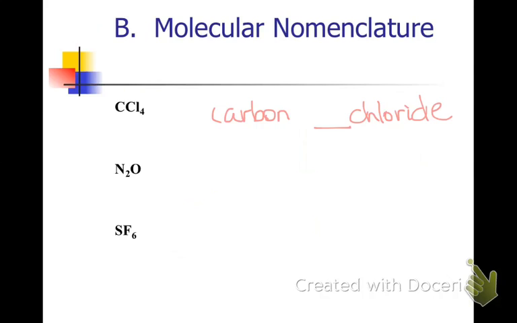Prefixes go in the beginning. Should I put a prefix with carbon? No. There is only one, but it's not monocarbon. You always drop the mono prefix on your first element, even if there's just one. What's the prefix that goes with chloride? Tetra. So it's tetrachloride, carbon tetrachloride. For the next one, what's the name for N?